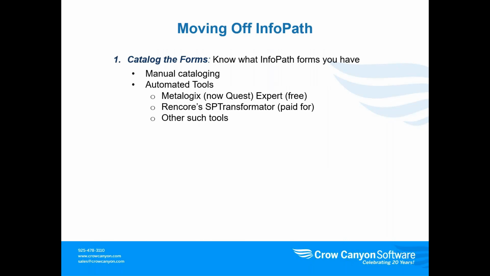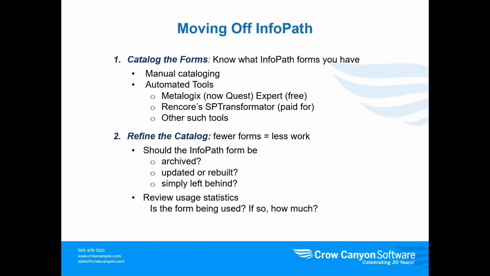You want to catalog the forms. You can do it manually if you have a very small amount of forms, maybe 10 or 20, and maybe even more. You can just get a spreadsheet and figure out what you have and see what's there, do a manual catalog. But there are automated tools that will go in and query your SharePoint system and find out what's in there. There's MetaLogic, which was bought by Quest, so it's now Quest Expert, which is a free tool. Rencore's SP Transformator is a paid-for tool, and there are other ones.